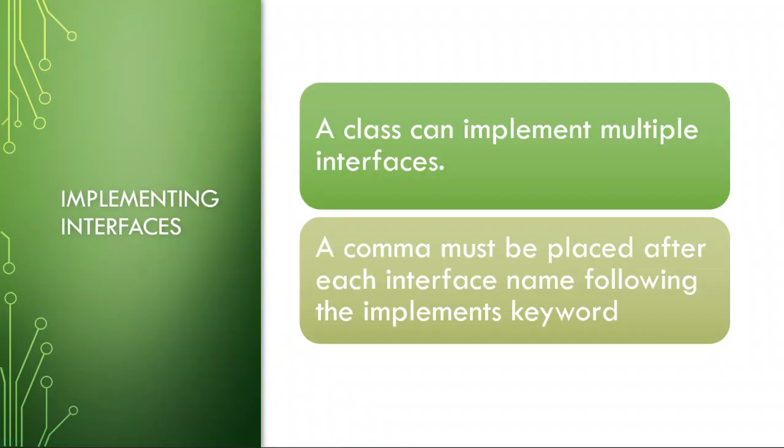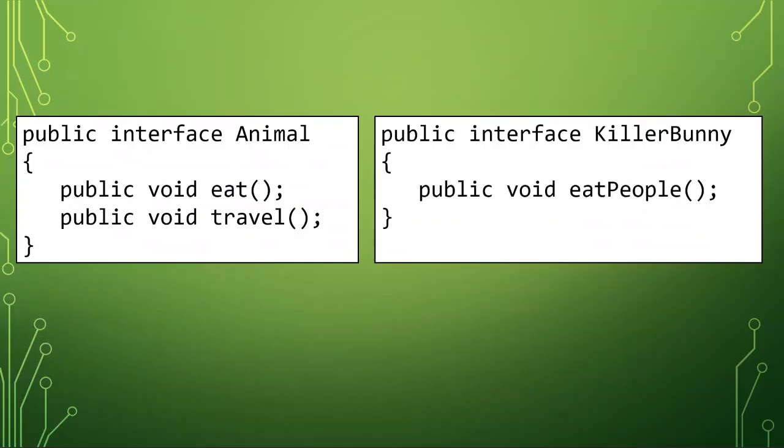So, implementing interfaces. A class can implement multiple interfaces. You don't have to do it based upon just the one and be done. All you have to do is add a comma between each interface that you are implementing. And there's another example coming here shortly.